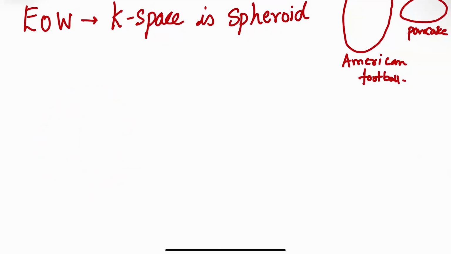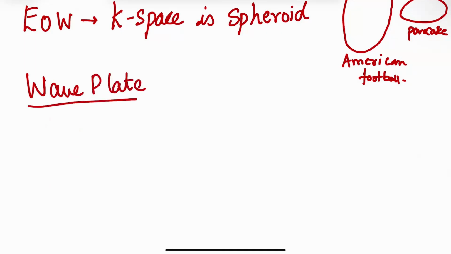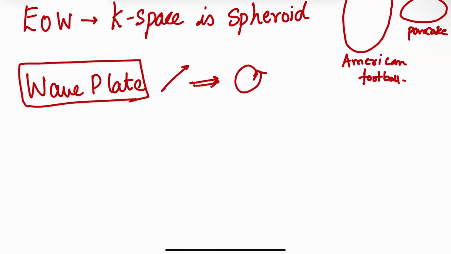So this is how you make what is called a wave plate. Okay. A wave plate is essentially what I described back there. You start with linear polarization, and then you end up with circular polarization. There's a half wave plate or quarter wave plates and so on. You can use them to do all these kinds of polarization transformations.